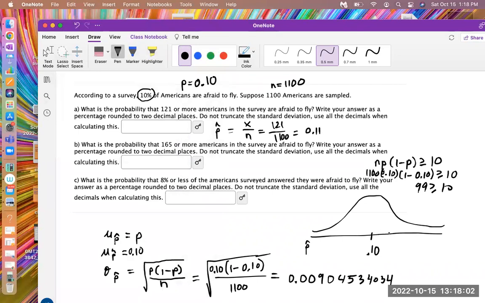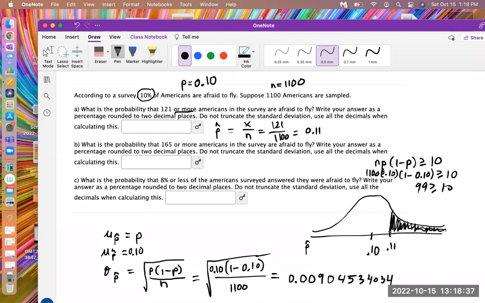I'm not exactly sure where 0.11 is. I'm just going to guess. I know it's to the right of 0.10, so I'll just write it here, but it may be way over here. I didn't put the standard deviation and write everything out, but I'm just going to assume it's somewhere to the right. It might be a lot further to the right. But the picture looks something like this. And because it said "or more," that's why I'm shading to the right here.